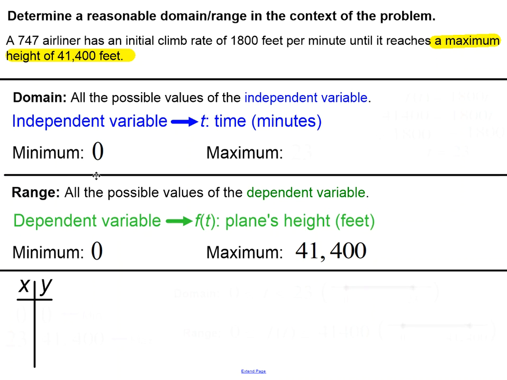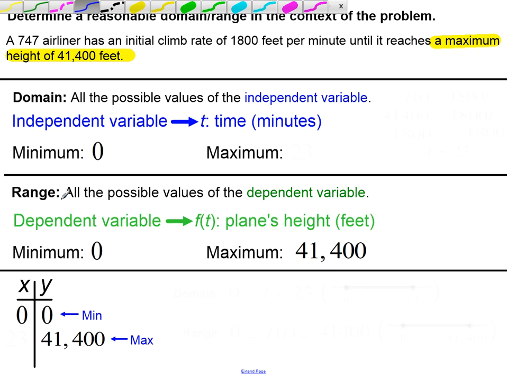Okay, so we have these 3 values. We have a minimum of 0 for the independent and dependent variable, the domain and range, and a maximum of 41,400. Well, what does this really represent? Let's look at this table in the bottom here. This minimum is a coordinate point, 0, 0, meaning at time 0, the plane's height was 0. There's also a maximum, right? That means that at some time, the height was 41,400.